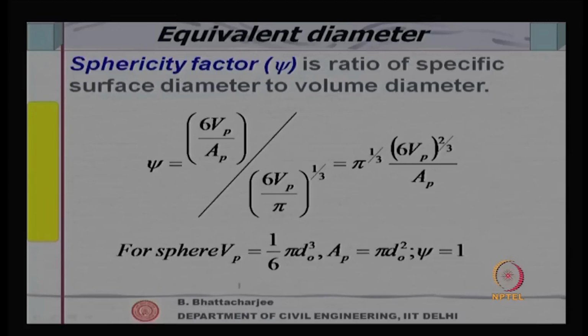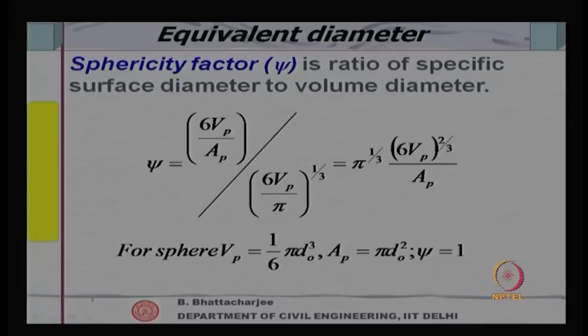For a sphere, V p is equal to 1 by 6 pi d 0 cube, A p is equal to pi d 0 square. So, put these values here, pi d 0 square, and put the value of V p, 1 by 6 pi d 0 cube, and this will come to 1. So, the sphericity factor xi is the ratio of specific surface diameter to volume diameter and is 1 for a sphere.